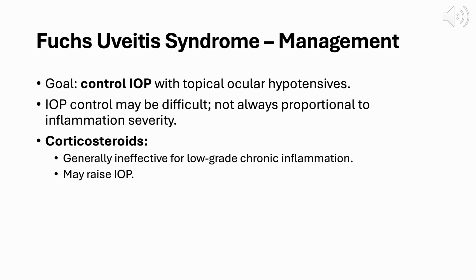Now that we understand how fragile angle vessels and secondary open-angle glaucoma can develop in this condition, our treatment approach focuses mainly on controlling intraocular pressure. The primary strategy is the use of topical ocular hypotensive medications. However, IOP control can be challenging and doesn't always correlate with the amount of inflammation present. Corticosteroids generally aren't very effective for the low-grade chronic inflammation seen here, and they may even worsen IOP elevation, so they're not a mainstay in management.